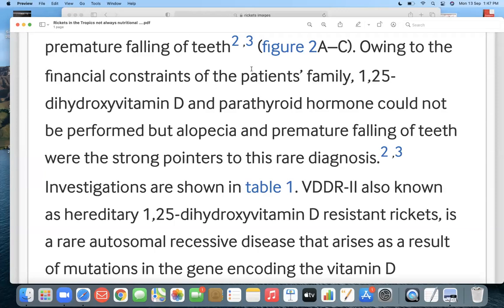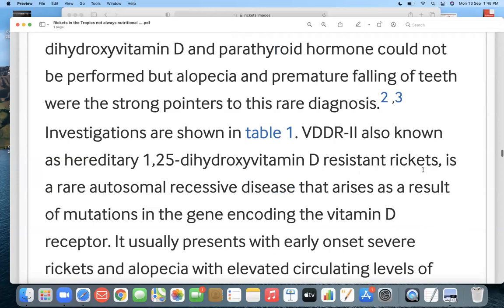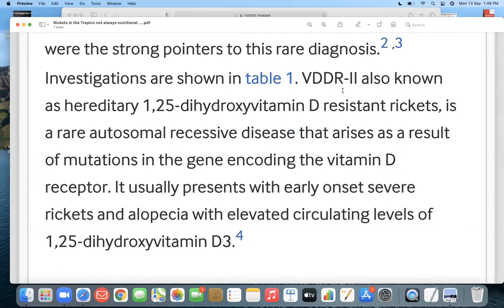Owing to the financial constraints of the patient's family, 1,25 dihydroxy vitamin D and parathormone could not be performed, but alopecia and premature falling of teeth were the strong pointers of this rare diagnosis. Then investigations showed VDDR type 2, also known as hereditary 1,25 dihydroxy vitamin D resistant rickets. This is what I was asking. Another name for this is vitamin D resistant rickets.